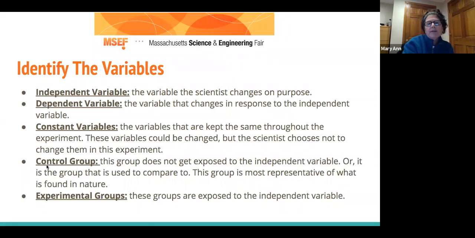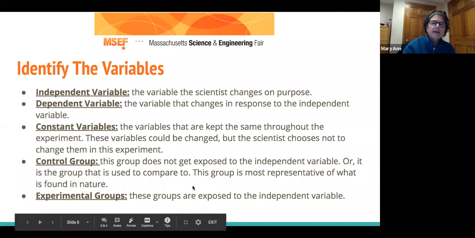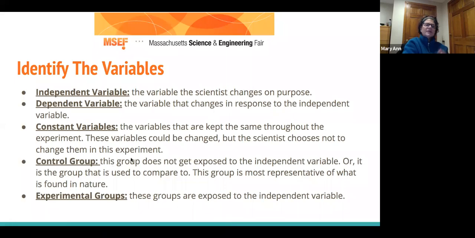So here's how we define the control group: this group does not get exposed to the independent variable, or it is the group that is used to compare to. It is the group most representative of what is found in nature. So this isn't really a variable. It's not something that you're changing on purpose. This is a group of things. In our case, it's a group of Alka-Seltzer tablets.